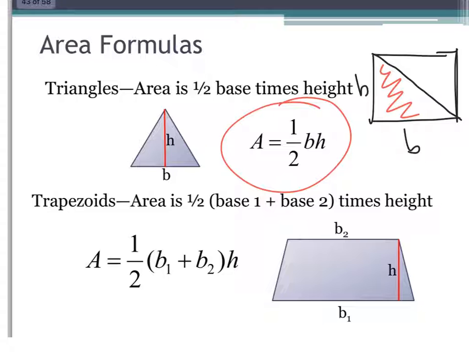Trapezoid's kind of fun. Imagine that you guys know what taking an average is, right? So if I had two numbers like 4 and 10, add them together and divide by 2, so that'd be 7 would be the average, right?